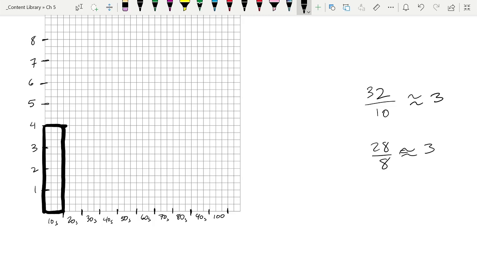Now I'm going to make the next bar for the 20s. And again, this wasn't a strong class. The 20s was the most populated part of the classes here. There were 8 students in the 20s, and so we make a bar that's 8 units high. Then there were 2 students in the 30s, so we make a bar that's 2 students high.